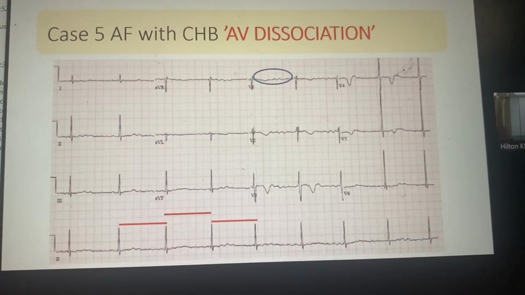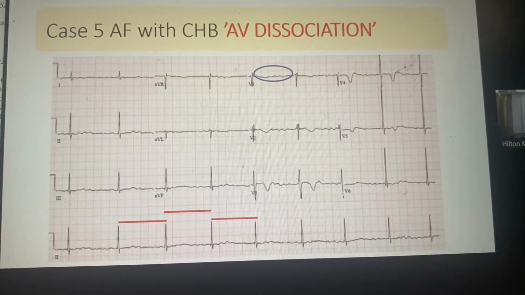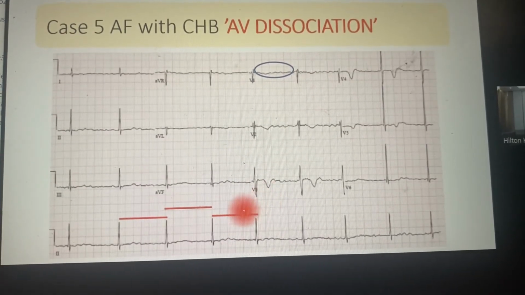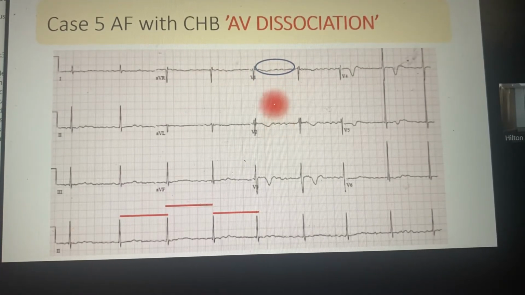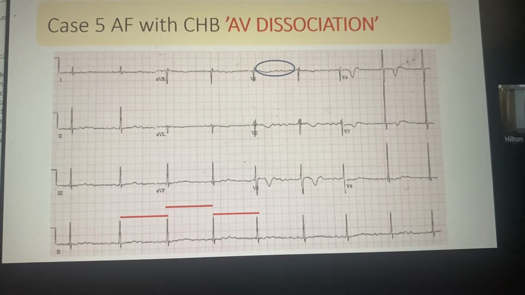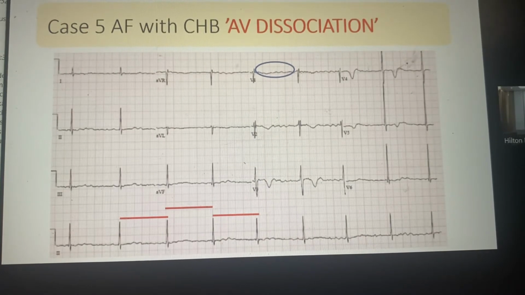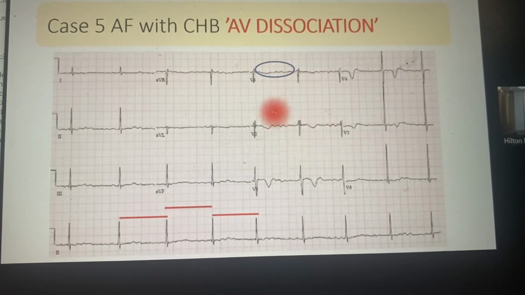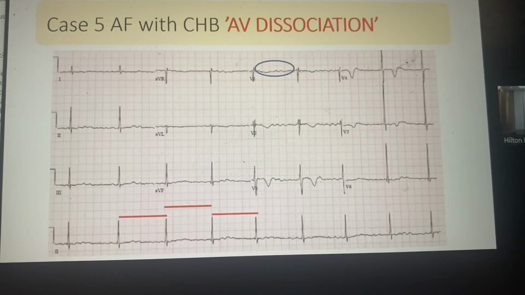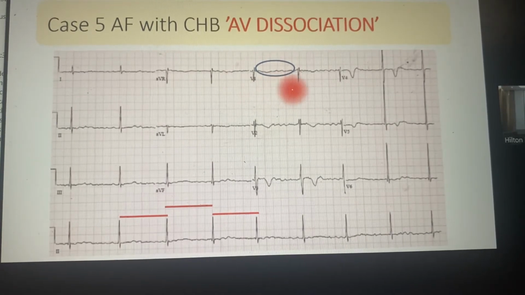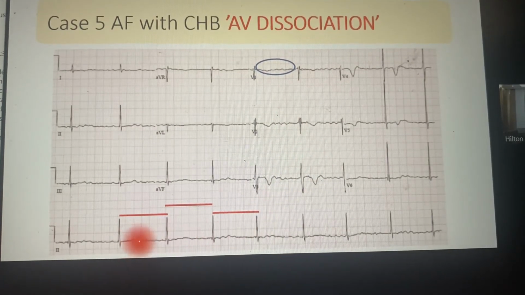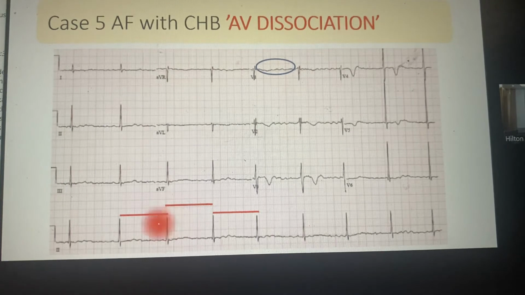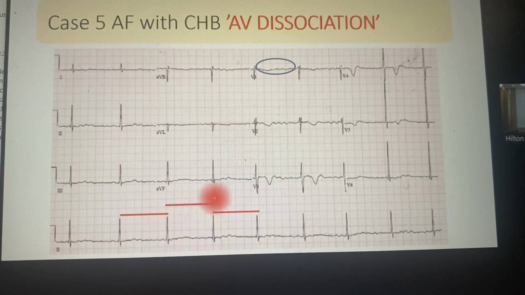Case number 5 is AF with complete AV dissociation. The reason why I say it's AF is because there's no discernible P wave. This is more of a fibrillating wave, which means it's atrial fibrillation. However, it's not conducted. We would expect irregular AF, but in this one we can see fibrillating waves suggestive of AF, and yet the ventricular response is regular. This is suggestive of a complete heart block because you can see there's AV dissociation.